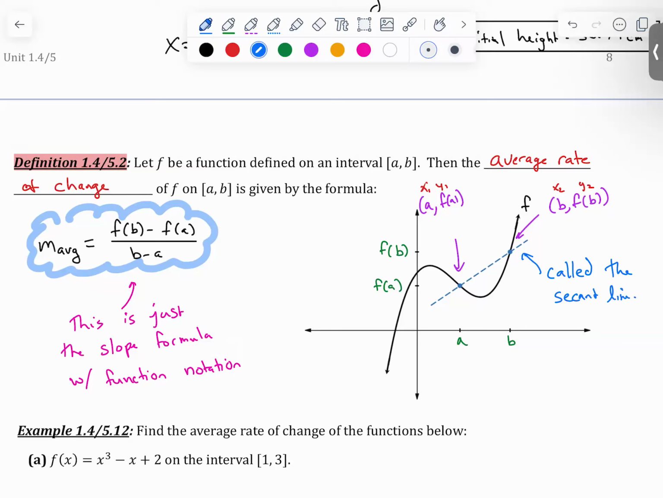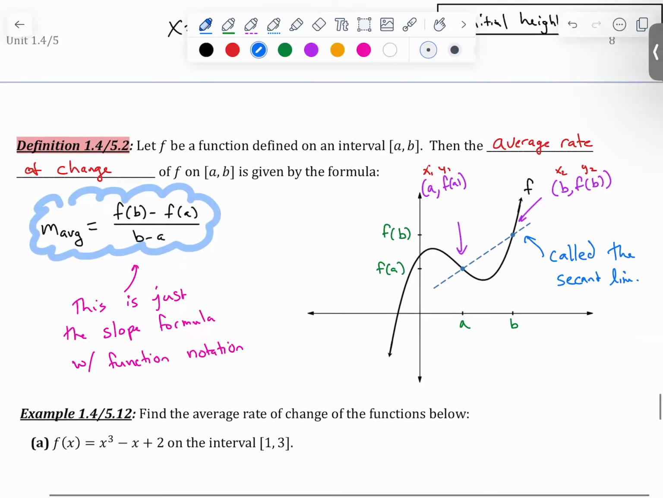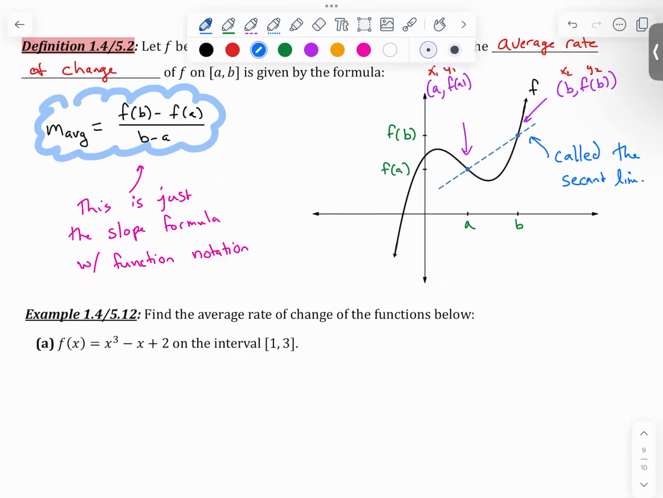So when we're finding m sub avg, the average rate of change, we're finding the slope of the secant line. And that's all it is. So let's do some examples so that we demystify it and make it not seem as scary. Find the average rate of change of the following functions.